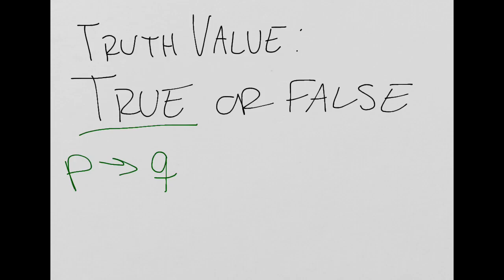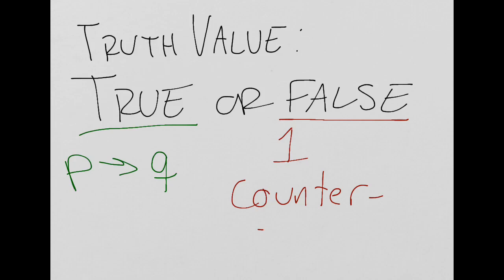To show that a conditional is false, however, all we have to do is find one counterexample where, when our hypothesis is true, our conclusion is false. So we just have to find one counterexample.